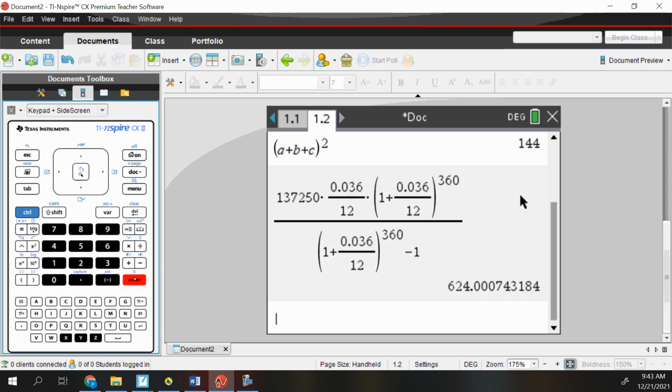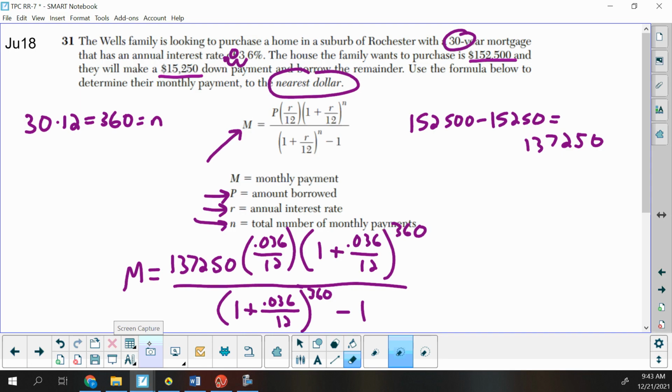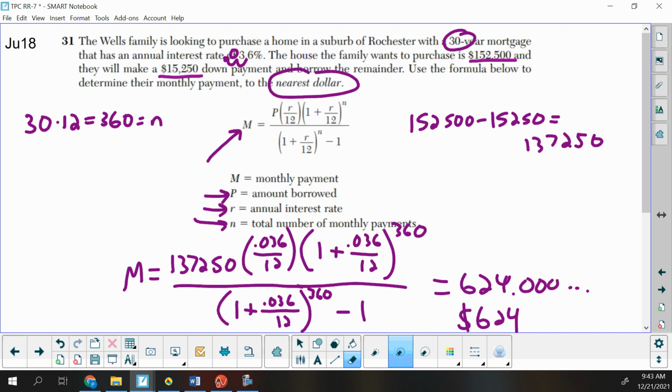And this gives us our monthly payment. And we want it rounded to the nearest dollar. So we have 62.00 and change. Or not 62, 624, sorry. So to the nearest dollar, this would just be $624. So again, don't freak out if you see an equation you haven't seen before. They're just testing to see if you can read carefully and fill in, and then solve for the one thing that they didn't give you.